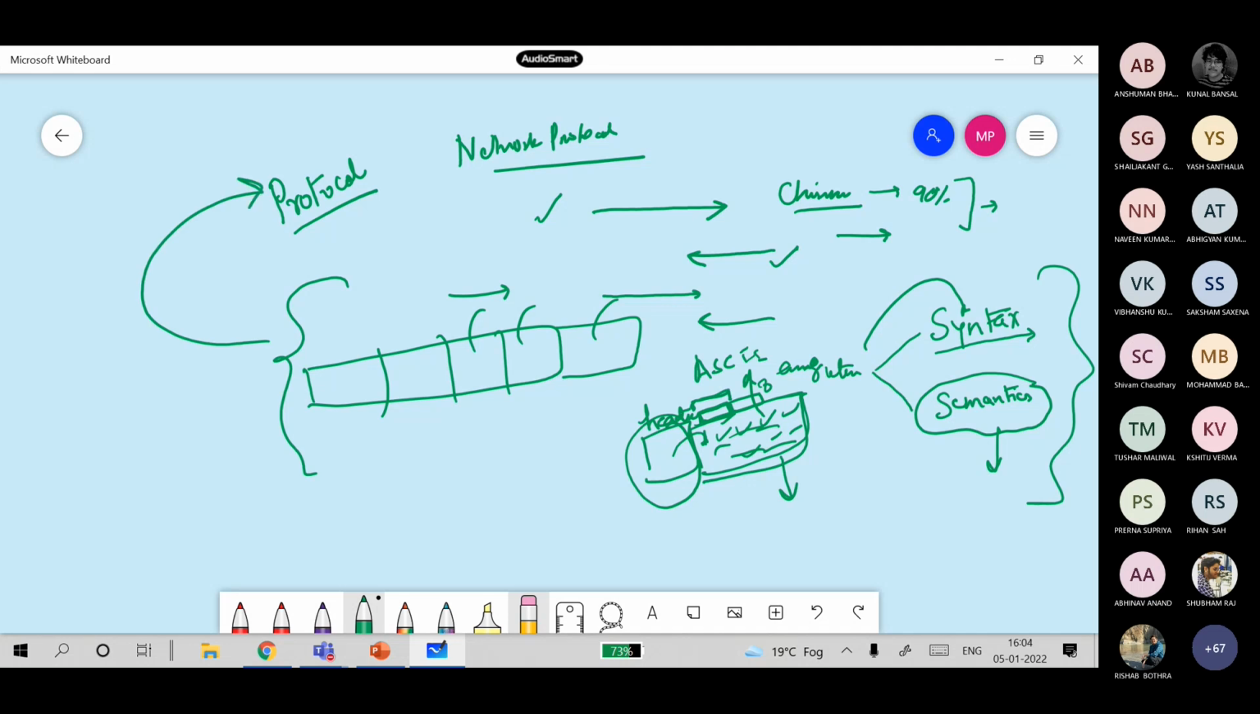So what are the various methods of a protocol? What is the format of request? What is the format of reply? What is the format of reject? What is the format to tell whether you are busy or not? So all these constitute a protocol. Rules, syntax, semantics.